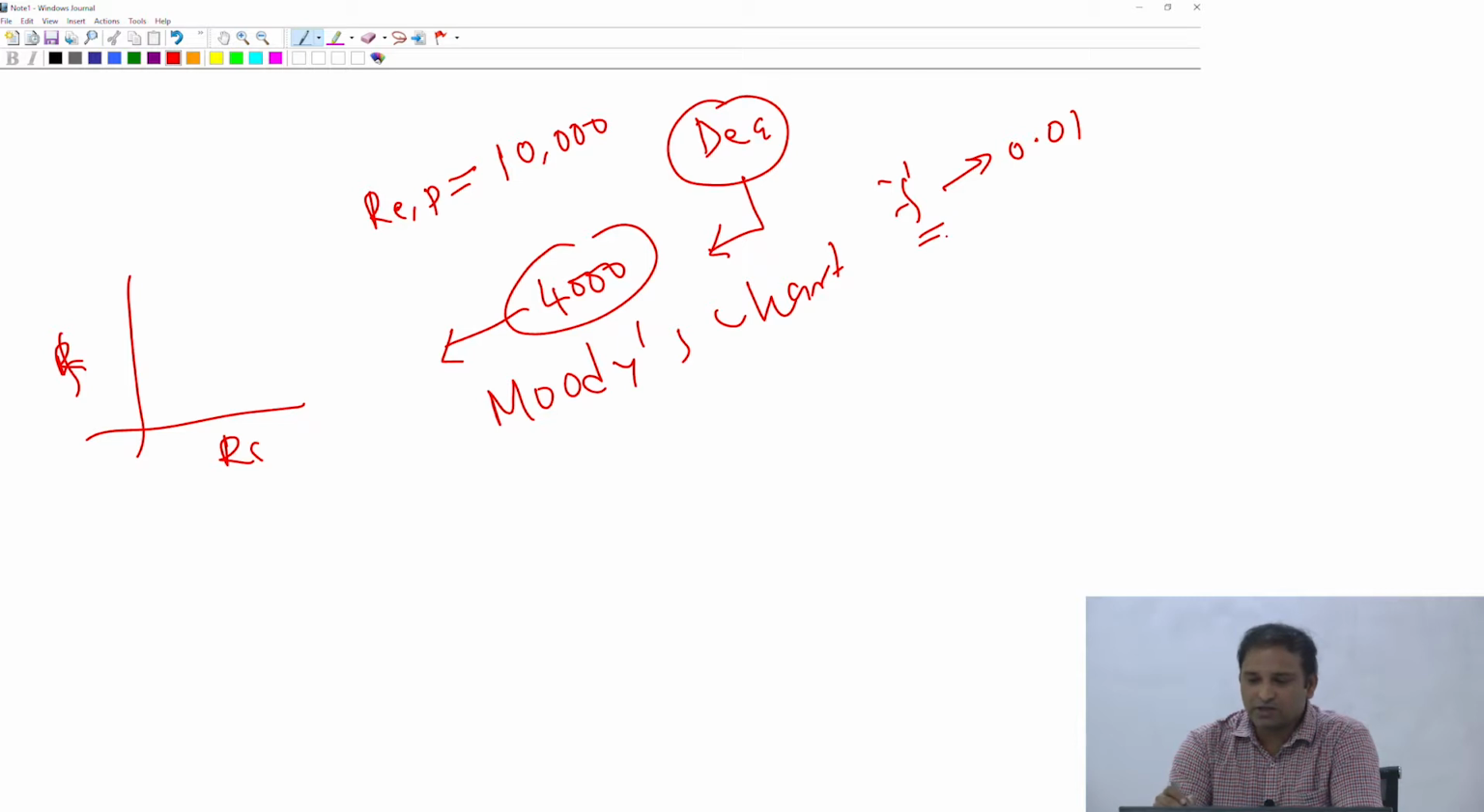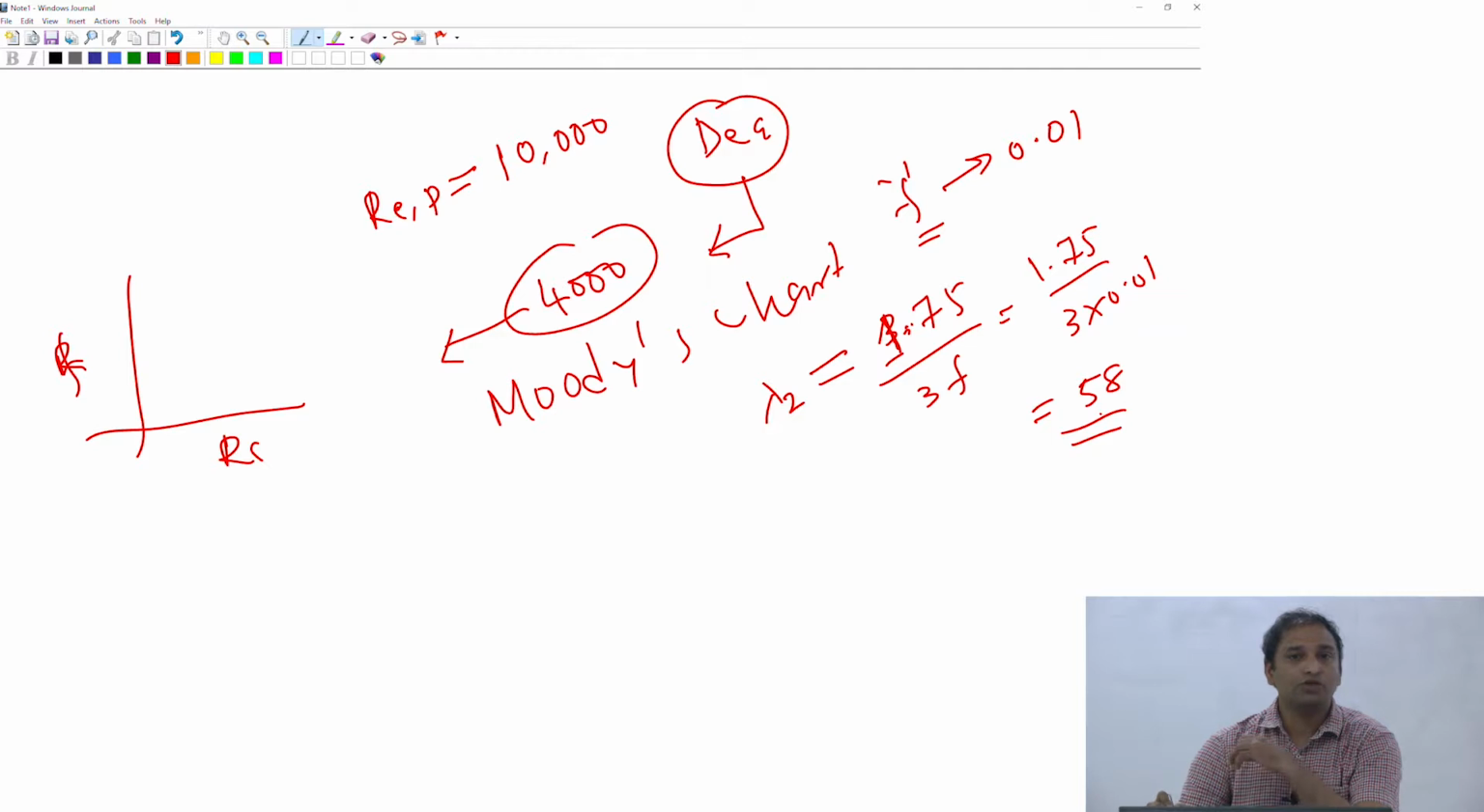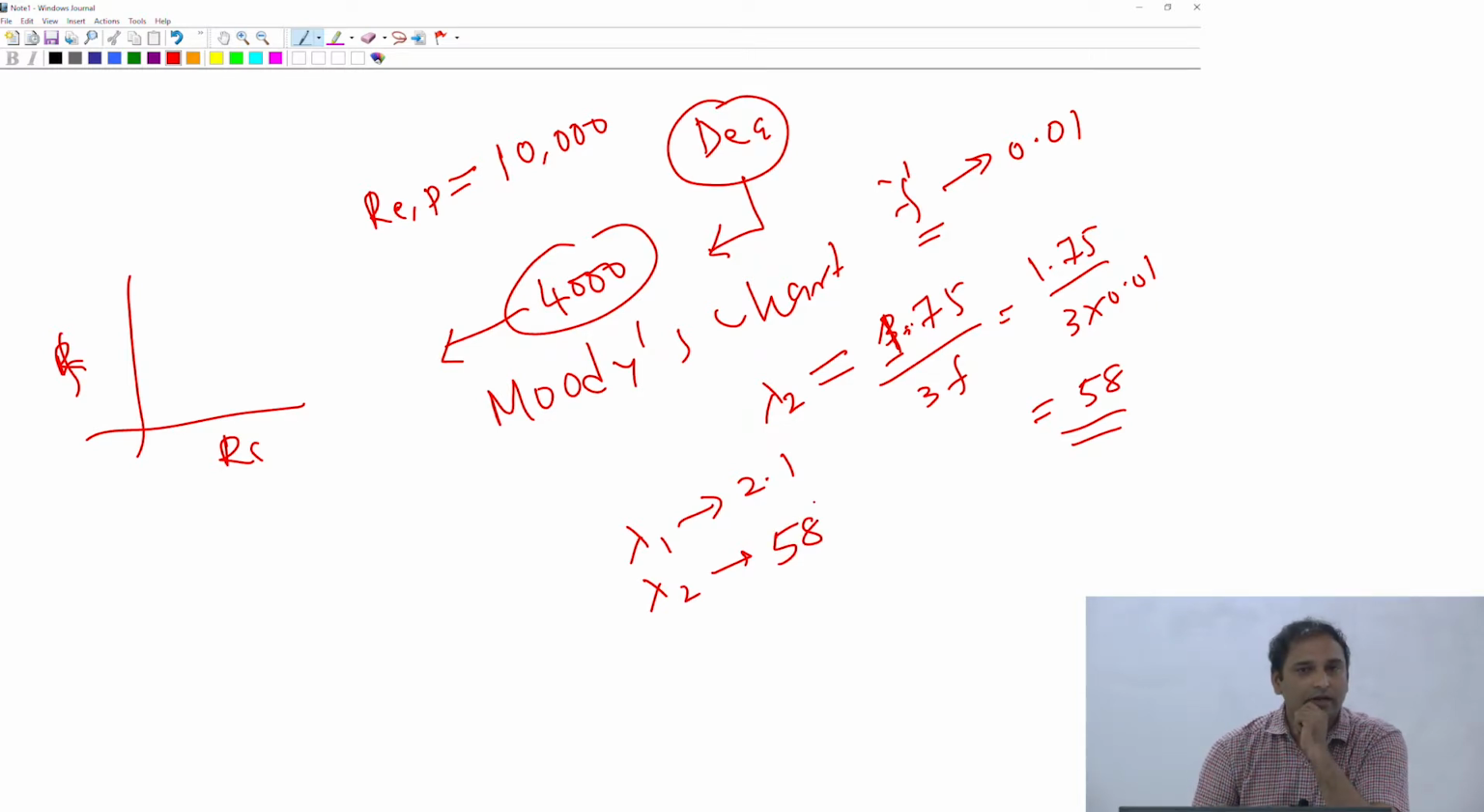So the point is, I can go back to f and say that lambda 2, the tortuosity factor, is 3 times 1.75, which is the factor I got from experiments, divided by 3 times f. So if you do it, 3 times 0.01, this comes to be 58. Much too large, right? We calculated lambda 1 to be 2.1 for the laminar flow conditions. Lambda 2, the tortuosity factor for the turbulent flow conditions, is about 58.